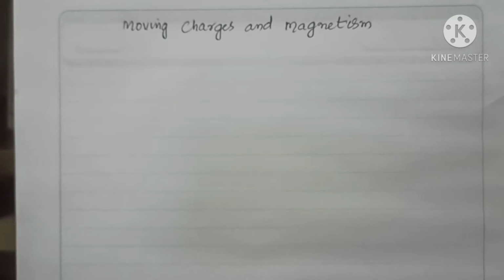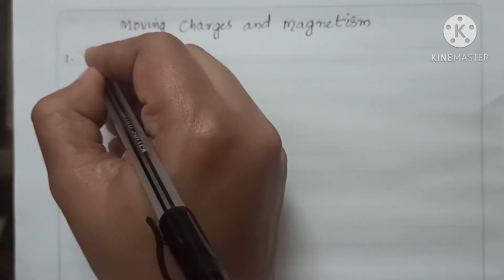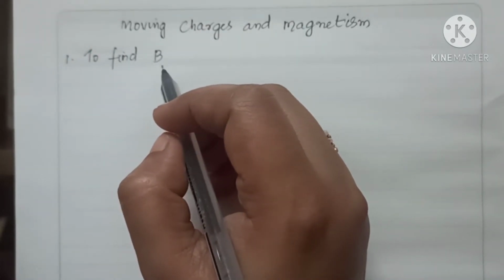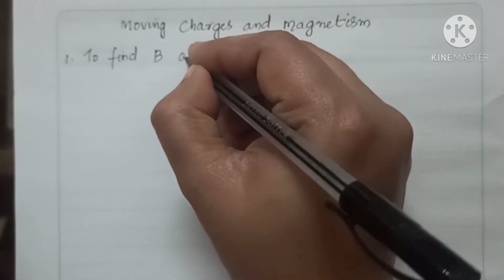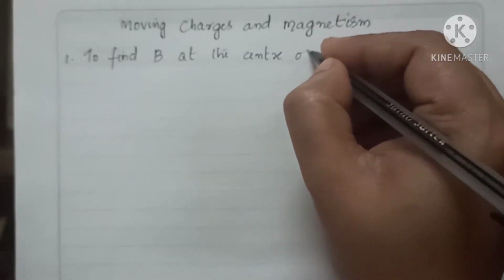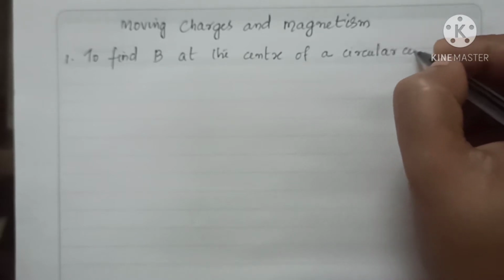Now, we are moving to the applications of Biot-Savart's law. Okay, so the first application is to find the magnetic field at the center of a circular coil carrying current. Clear? To find the magnetic field represented by the letter B at the center of a circular coil carrying current.